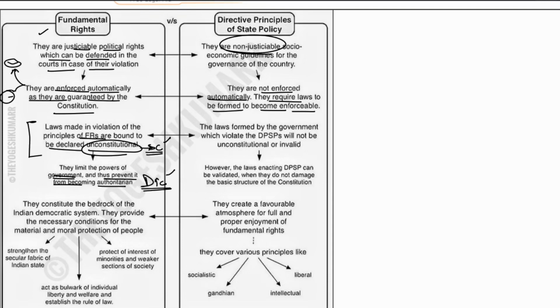All right. So the constitution is the bedrock of the Indian democratic system. They provide the necessary conditions for the material and moral protection of people. So they have various functions. You can read from here. Not of our use right now.